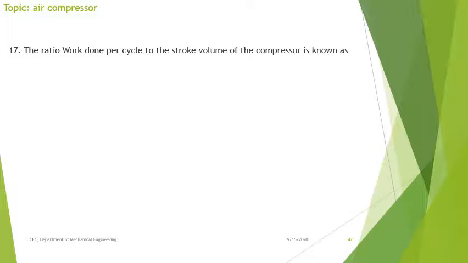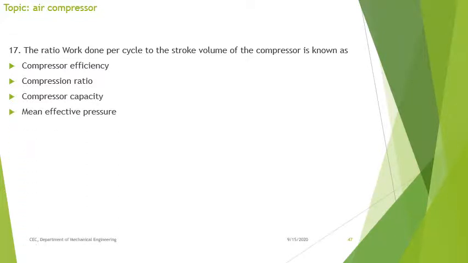The ratio of work done per cycle to the stroke volume of the compressor is known as compressor efficiency, compression ratio, compressor capacity, or mean effective pressure. Answer, mean effective pressure.